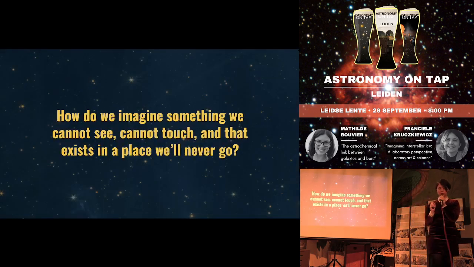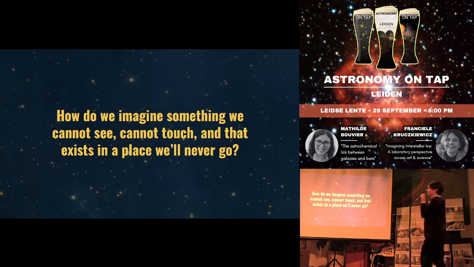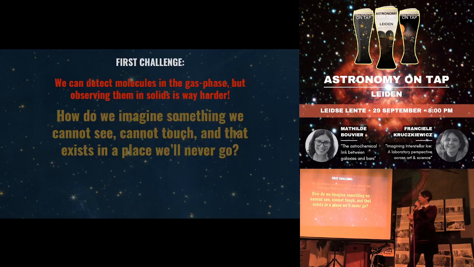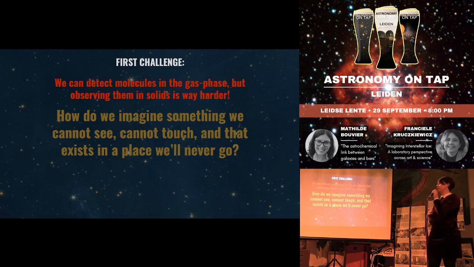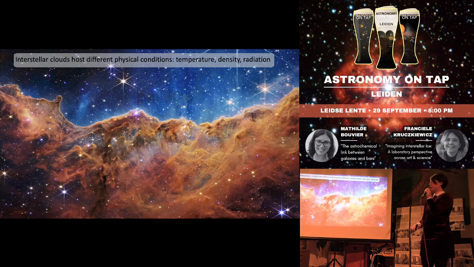So this brings me to, I'm going to go back to this question at least 2 more times in this talk. But this comes to the first challenge that I have in the lab, which is we can detect the molecules in the gas phase, but observing them in the solid state is way harder. So I simulate possible formation routes in the ice, even for molecules that we are not yet sure are there. So how do I do this?